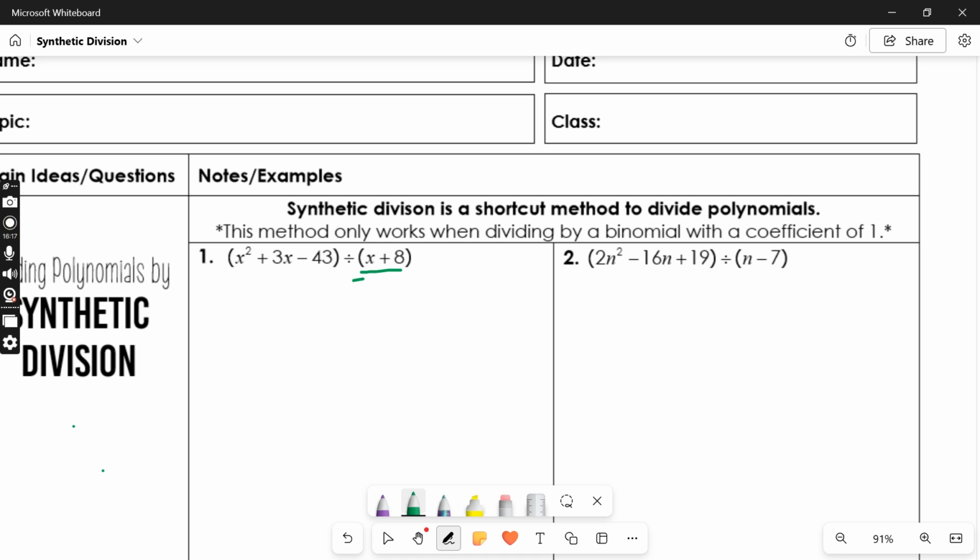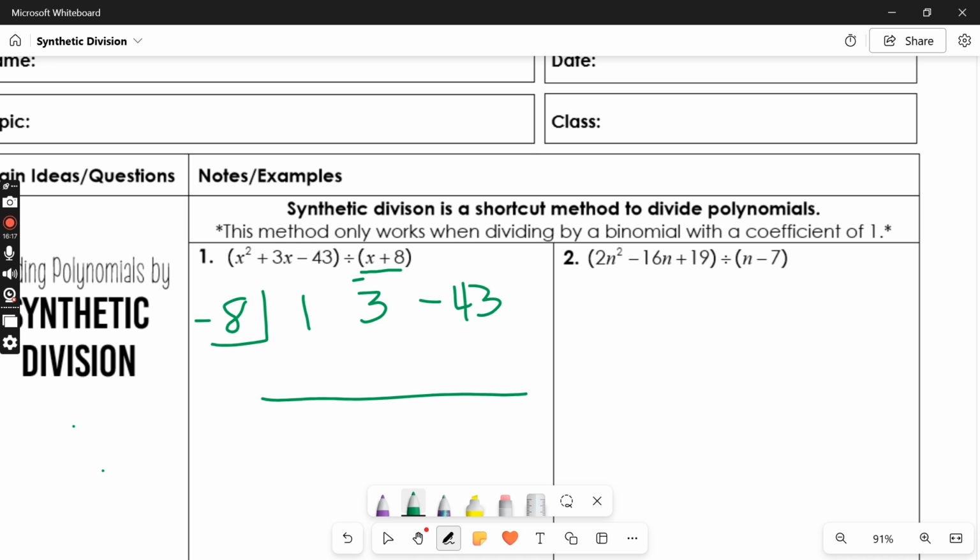So what we're going to do is divide by the 0. So remember, opposites. Zeros are the opposites of our factors. Since this says x plus 8, we're going to put negative 8 out front here, and I'm going to put it in a little box. And then I'm going to write the coefficients of each of my variables. So I'm going to have a 1 on that x squared, a 3 on the x, and a negative 43 for my constant. And I'm going to leave a space and then draw a little line here.